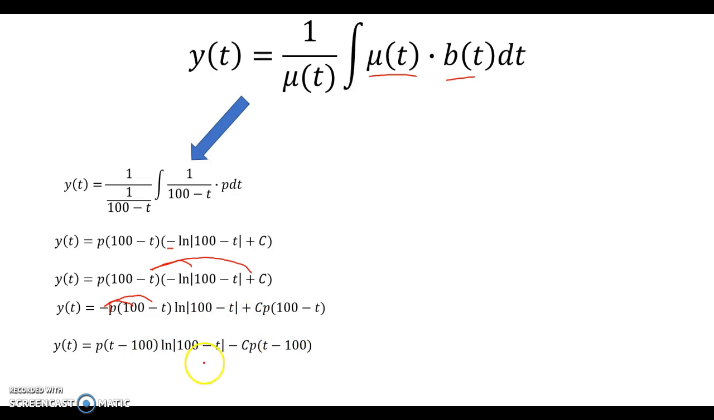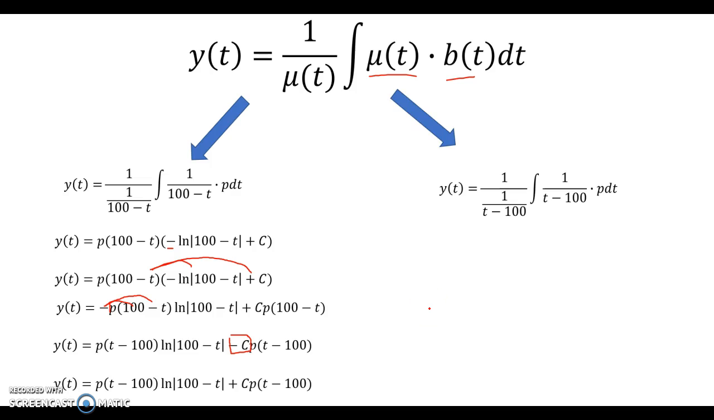And then to make this term look the same, as you'll see, we'll get the same answer. I can factor out a negative 1 from the parentheses here and make it t minus 100. But because c is an arbitrary constant, negative c is the same thing as just saying plus c. So that's the answer that I get by using substitution. Now using our Wolfram Alpha answer, we get 1 over t minus 100, but so is this, 1 over t minus 100. These are the same mu's.